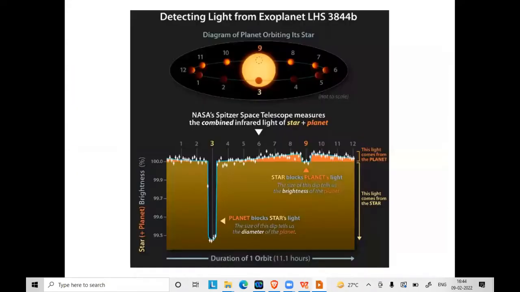So how do we go about detecting such exoplanets? All of you must have heard about planetary transits. Have you all heard of the transit of Venus or the transit of Mercury?